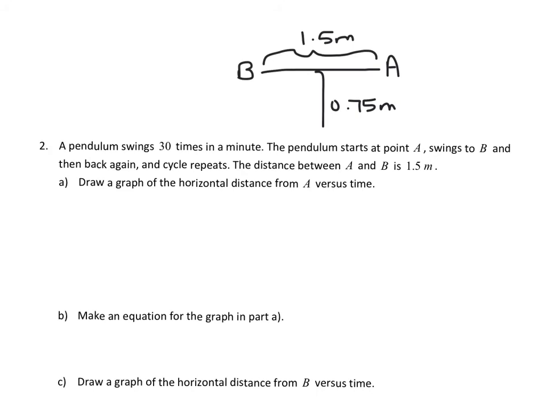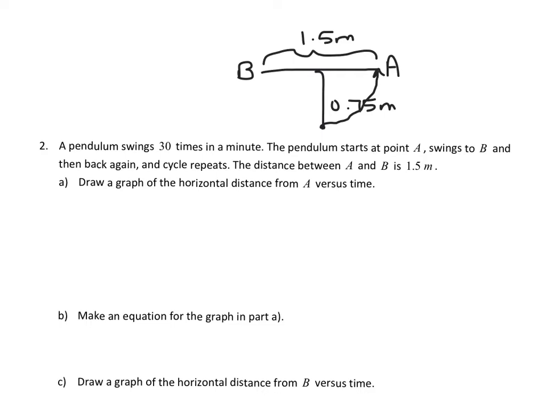That is what the pendulum would look like, if you will. So if the distance between point A and point B is 1.5 meters, it means that the pendulum is going to be 0.75 meters long. We're going to draw the graph of the horizontal distance from A versus time. So that means that we're going to pull this up here to A and graph that versus time.